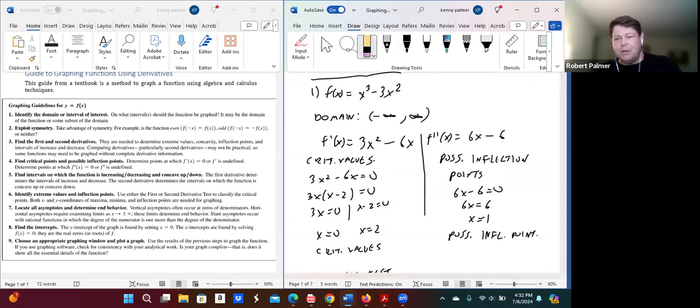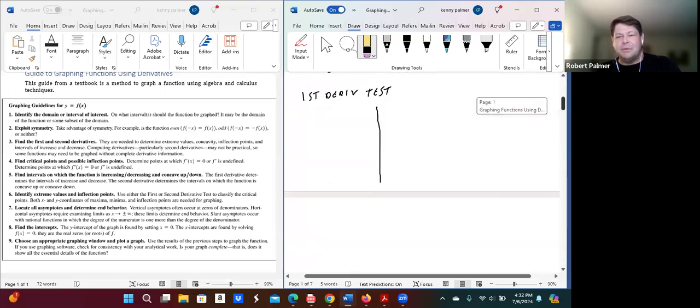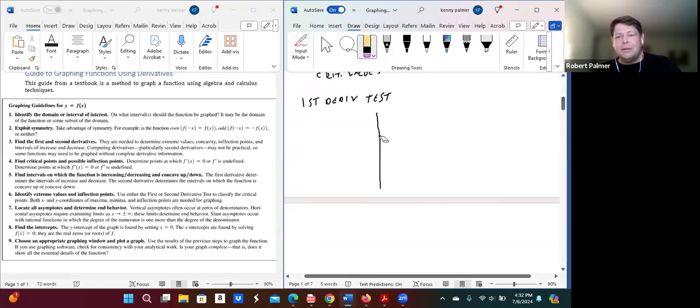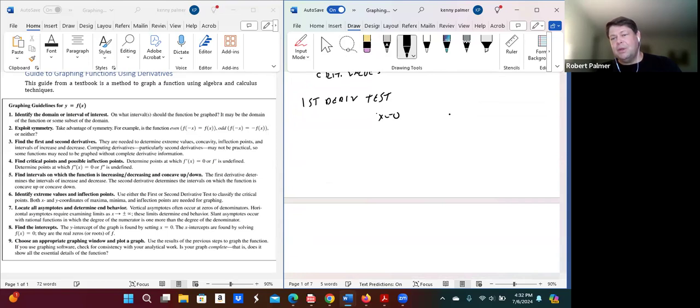I'm trying to decide how long. I don't have a whole lot of space left, so I'll erase that for now. Okay, so we're going to have our two critical values, which are 0 and 2. So x equals 0, x equals 2, and that's going to divide our function essentially into 3 regions.